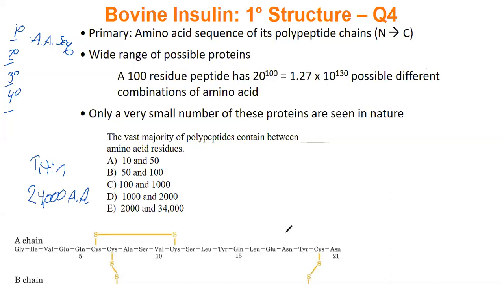So I'm not sure why I'm showing you A chain and B chain here. I forgot what my reason is. Other than to say that, remember, the only amino acid that can form disulfide bonds is cysteine.